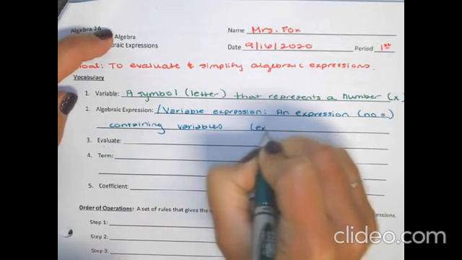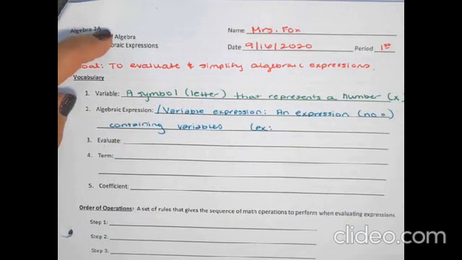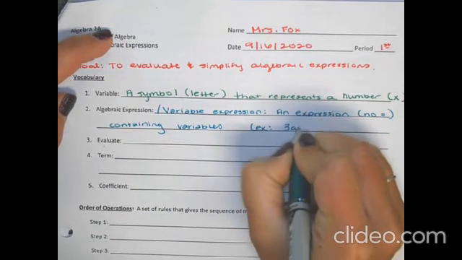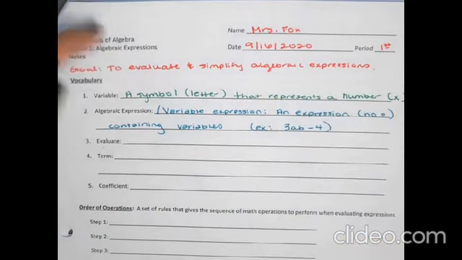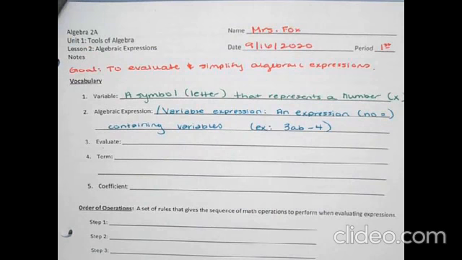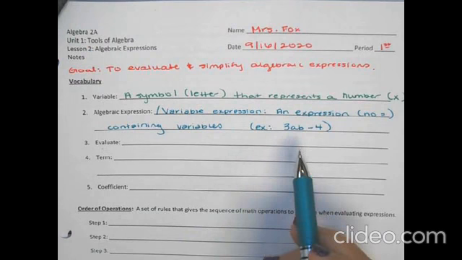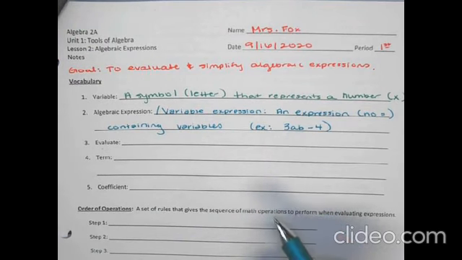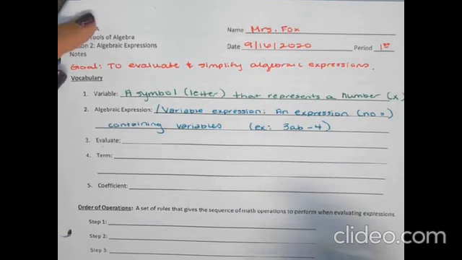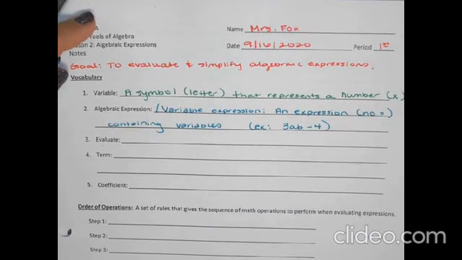So an example might look like 3ab minus 4. Okay, it's an expression. There's no equal signs. A and B are variables in there. If you are asked to evaluate, this is going to mean to follow the order of operations.